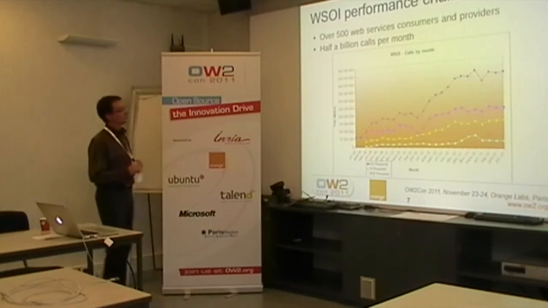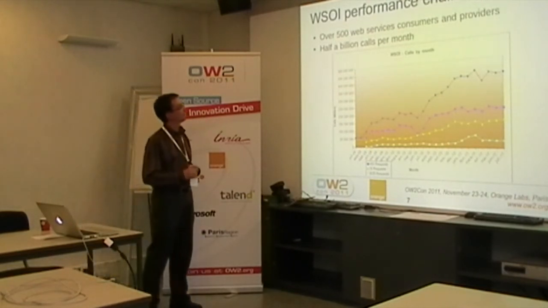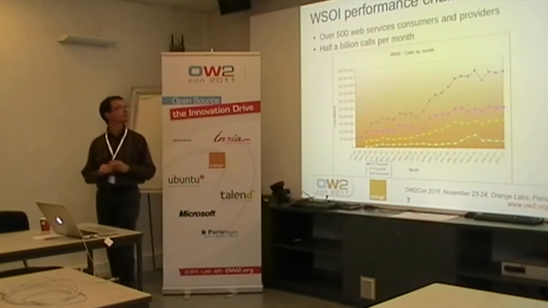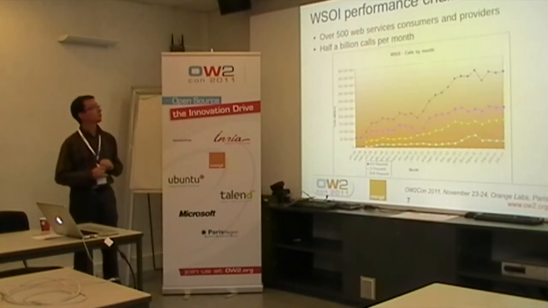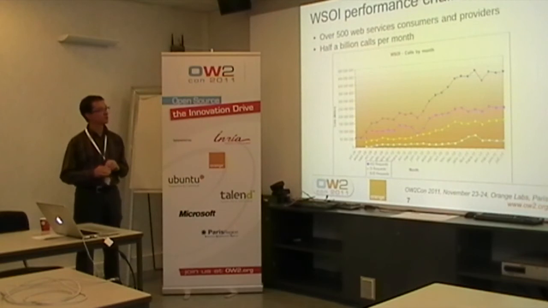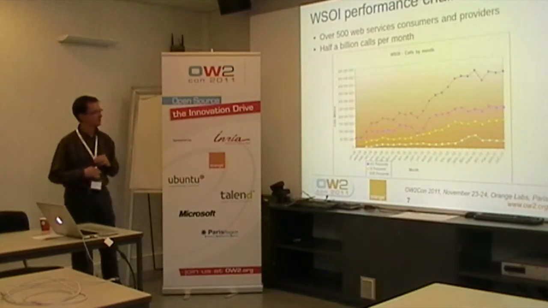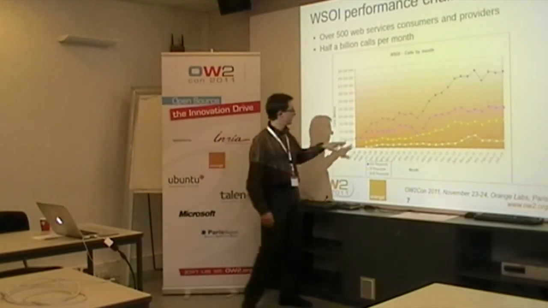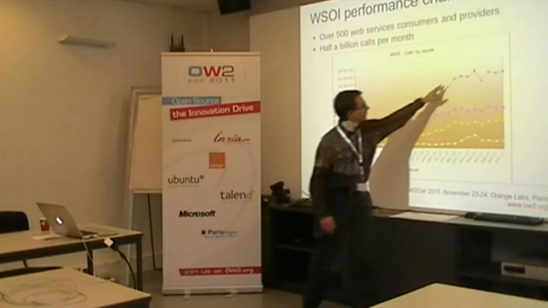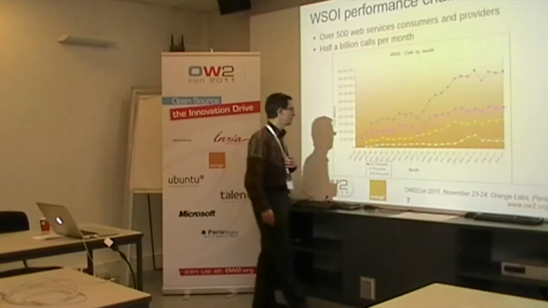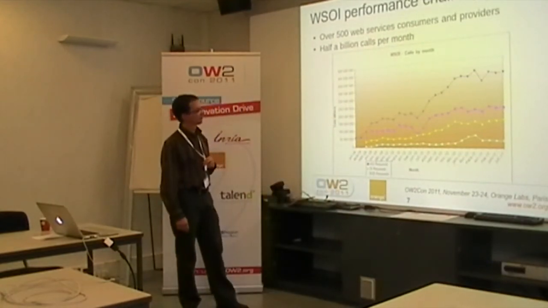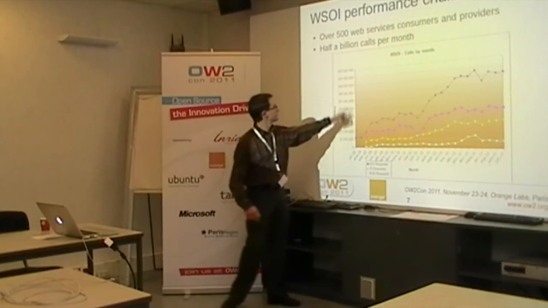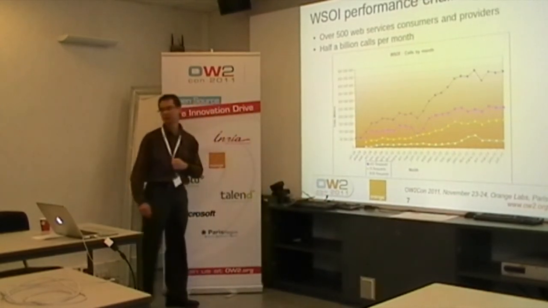So what about performance? There are currently 500 web services for the consumers and the providers, which are run on top, at the bottom of this bus, this infrastructure. And this is the scheme. This line is the number of requests per month, the total amount of requests. So now it's 500 million calls per month.